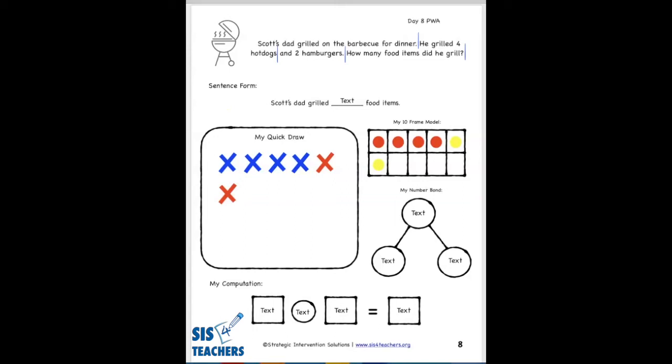We certainly want you to go through the developmental process of our story problems in the early years first before we would get to this. The sentence form is something, again, that's also required in all of our story problems that we do from grades kindergarten through 5th. However, in kindergarten, we do provide the sentence for them. So Scott's dad grilled food items. I like to say that because I don't know the answer.